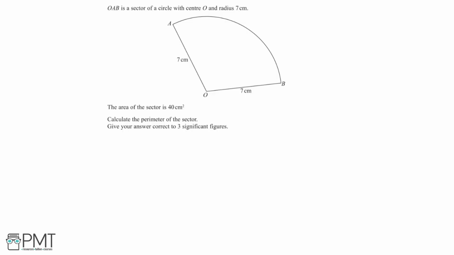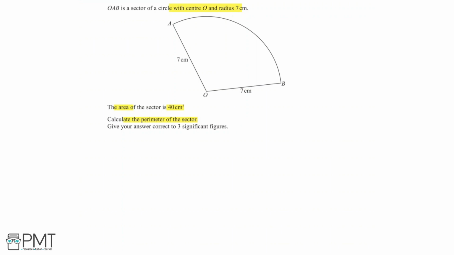In this question, we're told that OAB is a sector of a circle with centre O and radius 7 cm. We're told that the area of the sector is 40 cm squared, and we need to use this in order to calculate the perimeter of the sector, giving our answer correct to 3 significant figures.